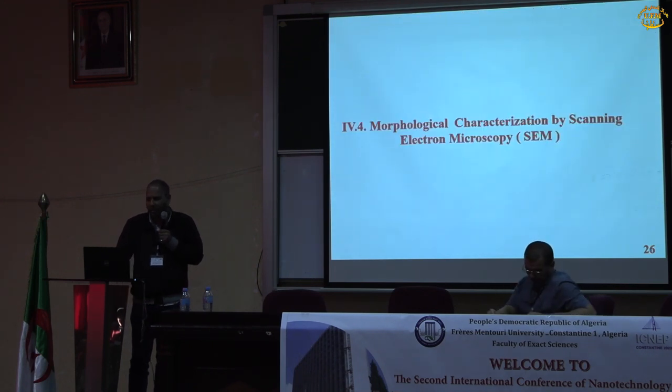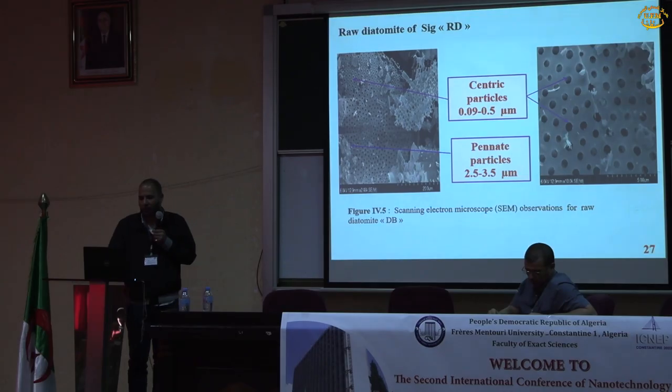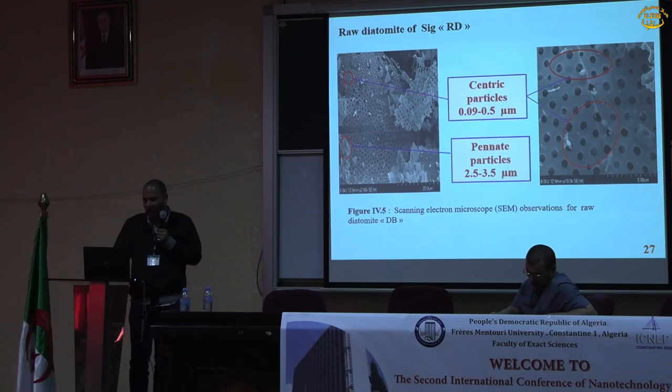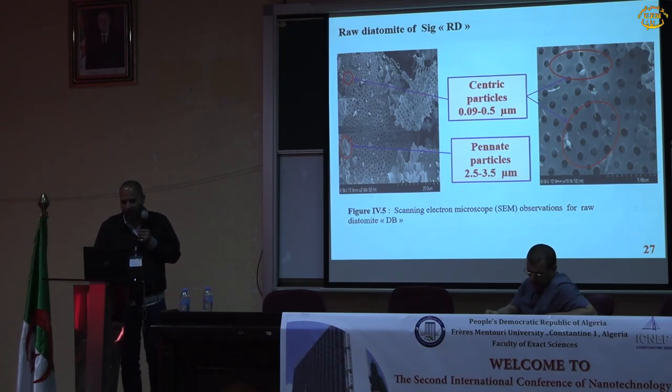Morphological characterization by scanning electron microscopy. For diatomite of SiG, there are 2 types of particles: centric particles with a diameter in the range between 0.09 and 0.5 micrometer, and pinnate particles with a length in the range between 2.5 and 3.5 micrometer.